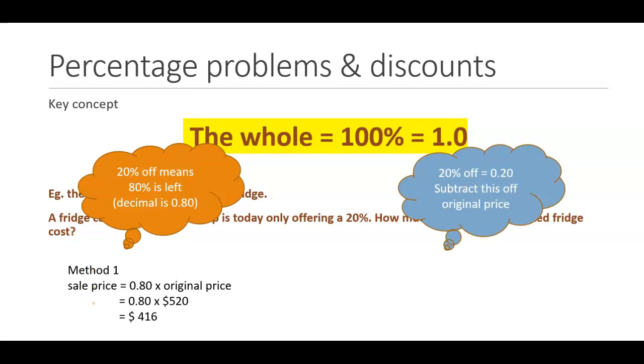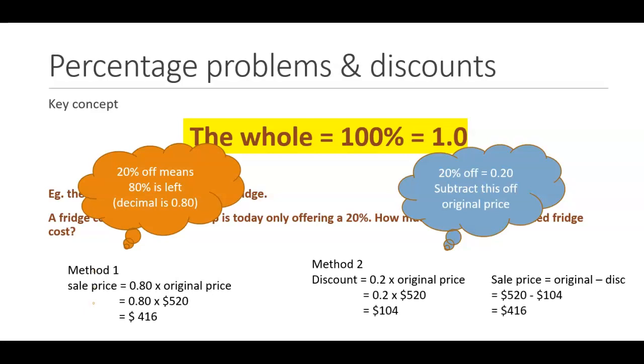Is there another way? Another way of looking at it is 20% off, that's 0.2. So I can either, in the first one, take the percent off and then multiply. This time I'm going to multiply the 20% and then take off. So you're just doing the two operations separately. The discount's 0.2 of the original price, 0.2 times 520, $104. And I take $104 off 520, I get $416. So which is the right way? Answer, both are right.